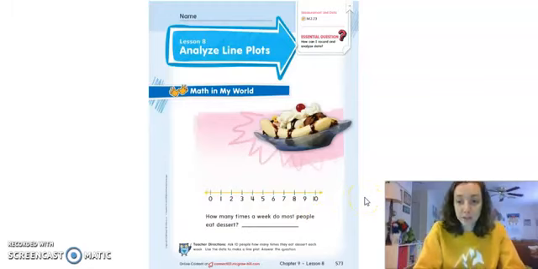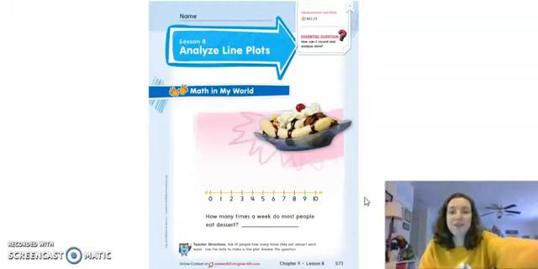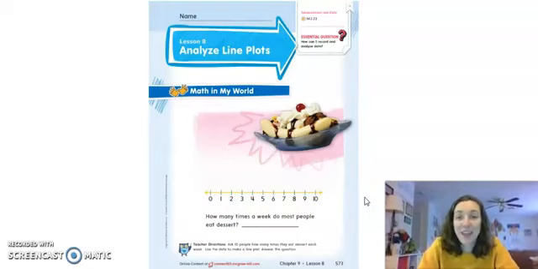So for this first page, you're going to open up to 573 and work along with me as we analyze the line plots that we learned to make last time. Okay, so that means we're just going to start using the graphs to answer questions.